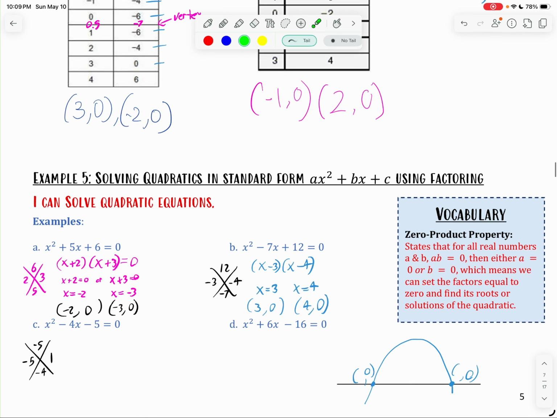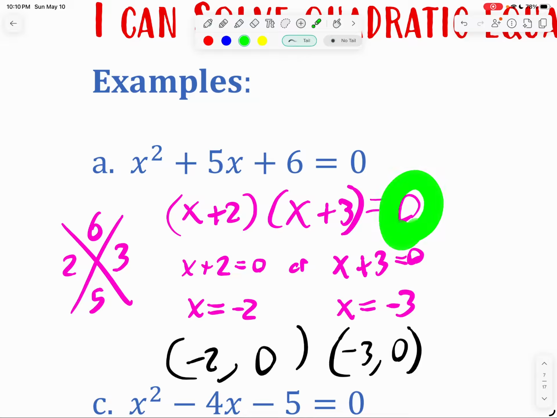Starting with this, we had x squared plus 5x plus 6. So we wanted to factor this, and that means we needed two numbers that multiplied together to get 6 and added together to get 5. What two numbers do that? Oh, 2 times 3 is 6, and 2 plus 3 is 5. So we know that 2 and 3 will work. So we're able to rewrite the left side of the equation in its factored form. The right side is still equal to 0.